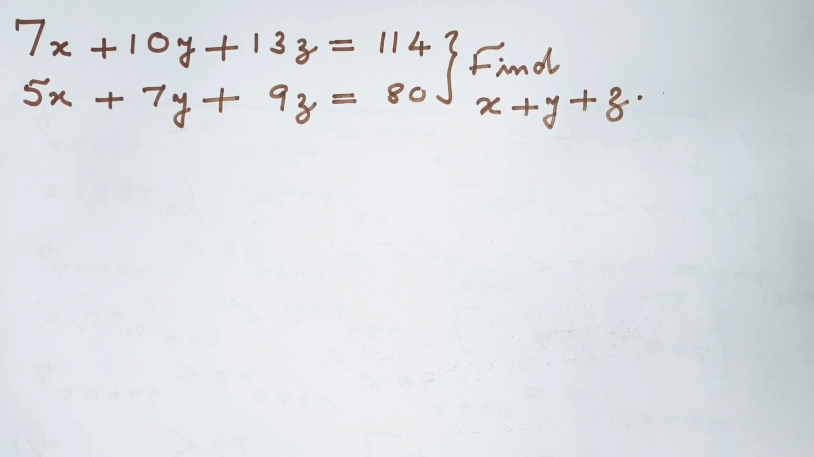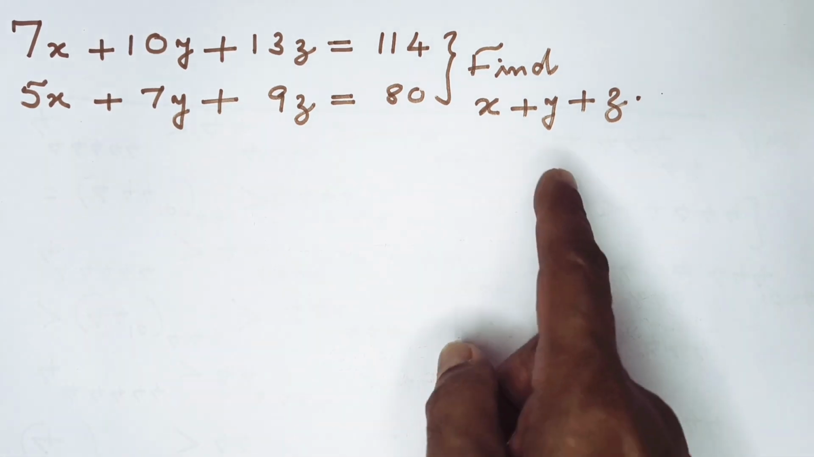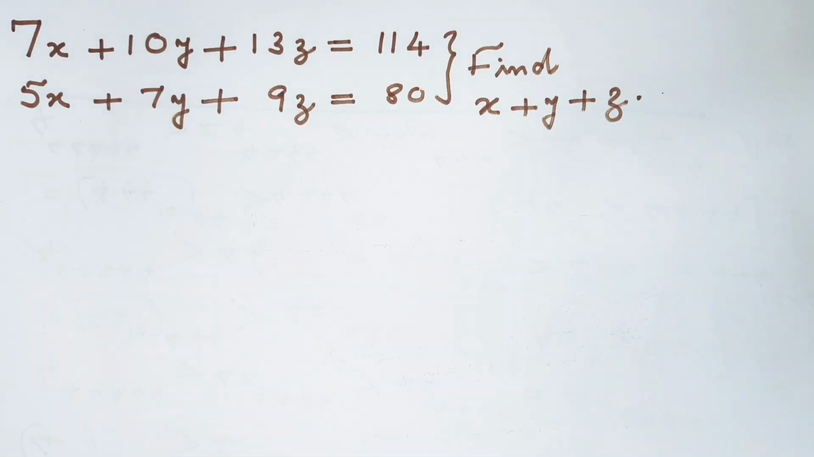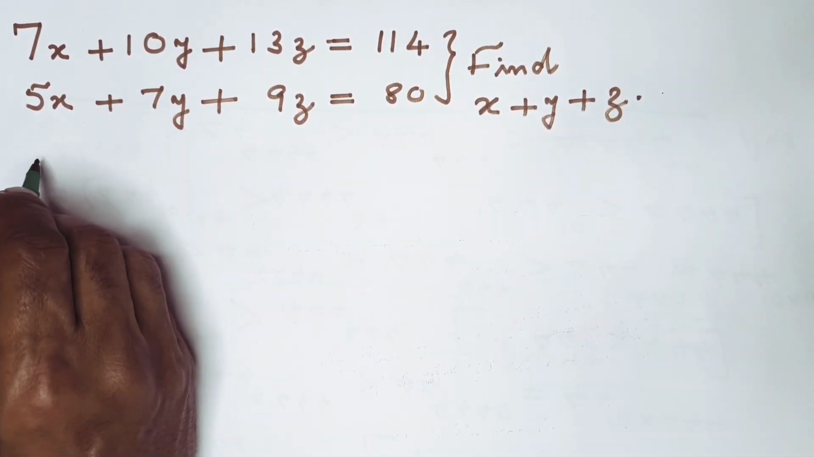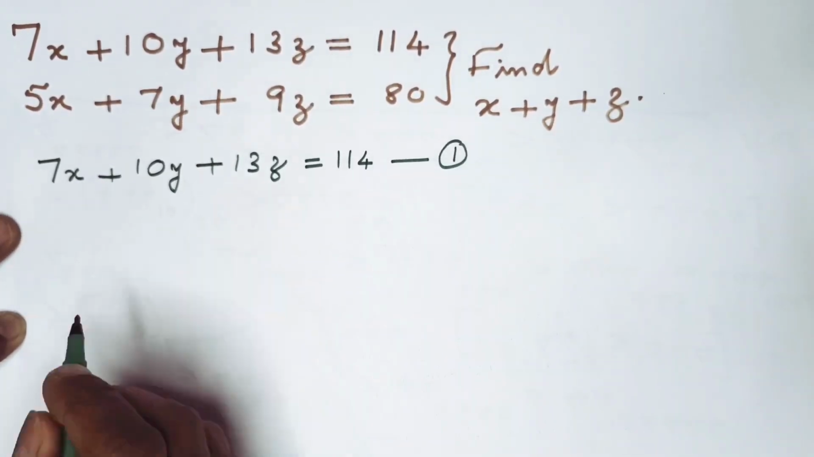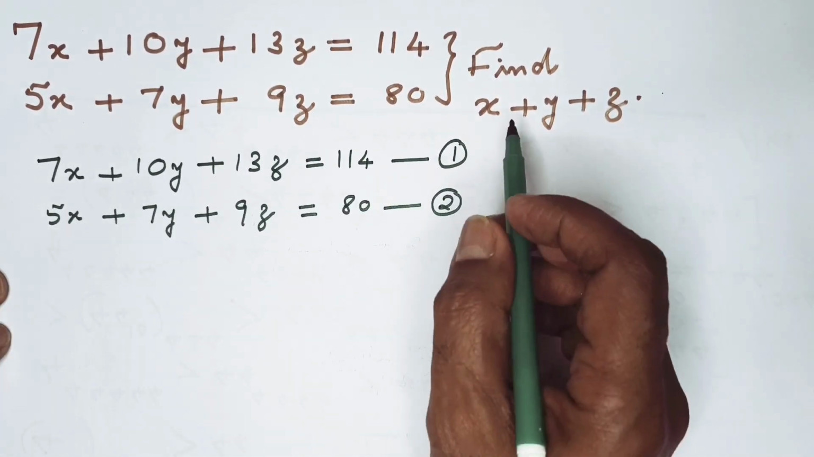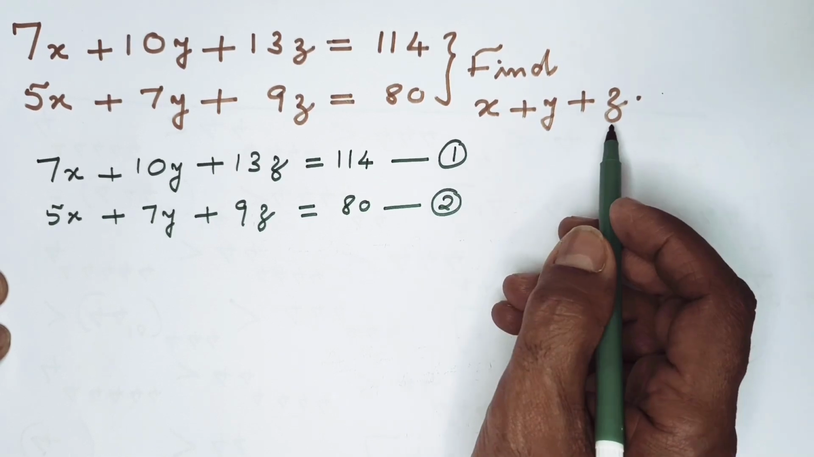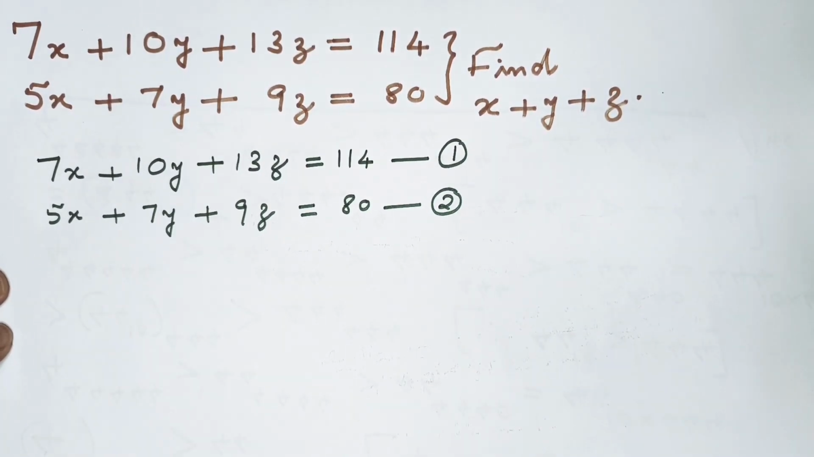Hey guys, today we are looking at solving two linear equations in three variables. To be more precise, given these equations, we are finding the value of this expression x plus y plus z. Let me rewrite the given equation first. Call this equation number 1. Then the second one.